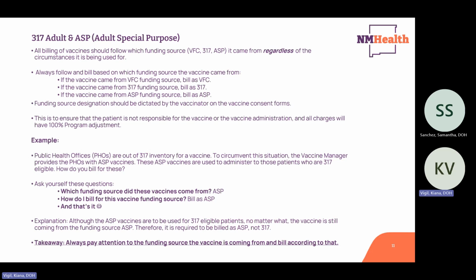So just a quick explanation. Although the ASP vaccines are to be used for 317 eligible patients, no matter what, the vaccine is still coming from the funding source ASP. Therefore, it is required to be billed as ASP and not 317. So just takeaway, just to always pay attention to the funding source that a vaccine is coming from and bill according to that.